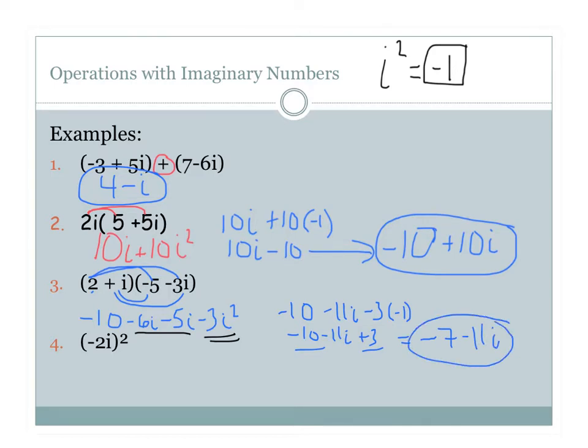Boom. Last one. Woo! Well, right here I can distribute this squared part into both. Only reason why I can do that is because it's only multiplication in here. If it were addition in here, I can't distribute that. I have to FOIL it. Don't forget. So negative 2 squared gives me positive 4. i squared gives me negative 1. So I end up with negative 4.